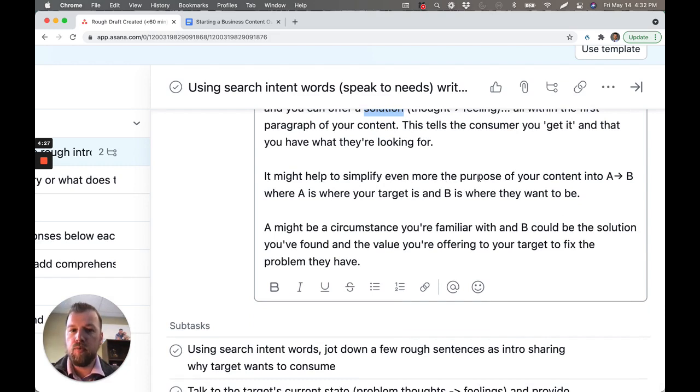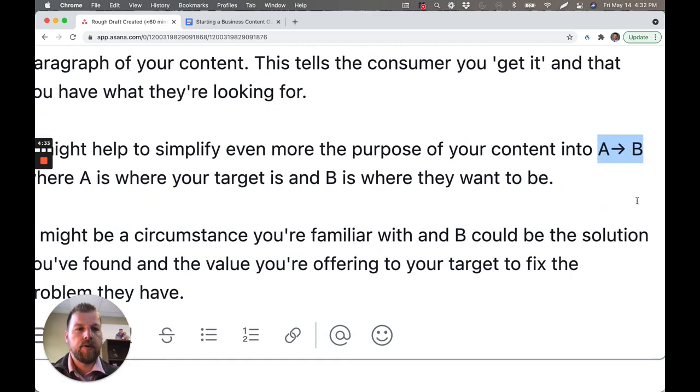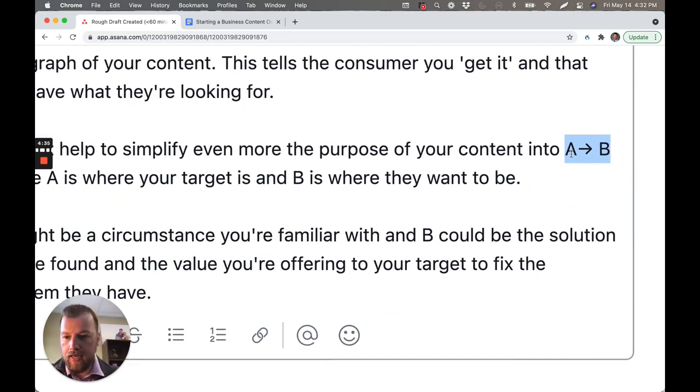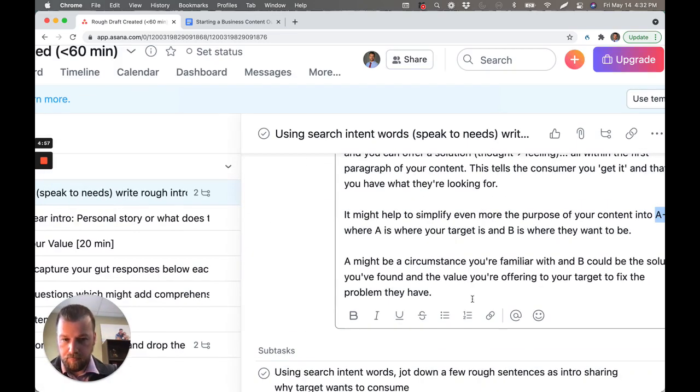So simplify even more the purpose of your content into A leads to B. This is pretty straightforward, right? They are at A and they want B. A is the thoughts and feelings and that state that they're currently at, the problem that your target currently has that they're looking to solve. And B is what you have to offer that's the solution to that problem. It's the state, it's the feeling of the result that they're looking for. You want to mention that really early on.